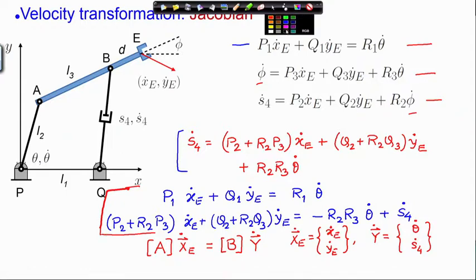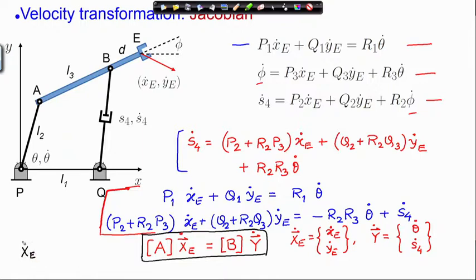So, this is our velocity relation. Now, it looks a little different than what we had derived earlier, but you can always invert A and rewrite this such that this is our Jacobian for the manipulator. So, A inverse B is the Jacobian for this manipulator.